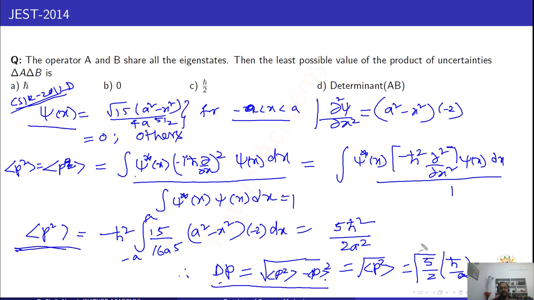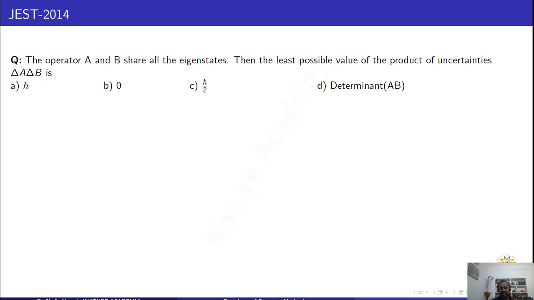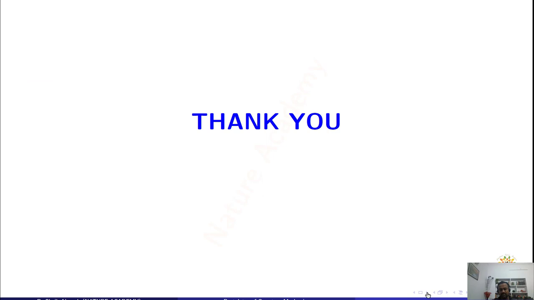Before concluding this session, I want to give two important hints. One thing is, from this fourth postulate, every time they ask to calculate the probability of obtaining any one of the eigenvalues, or there is another chance to ask for the expectation values of position and momentum, or the expectation values of p square and x square, or the uncertainty values in x and p. With these calculations, we can also check the Heisenberg uncertainty principle.